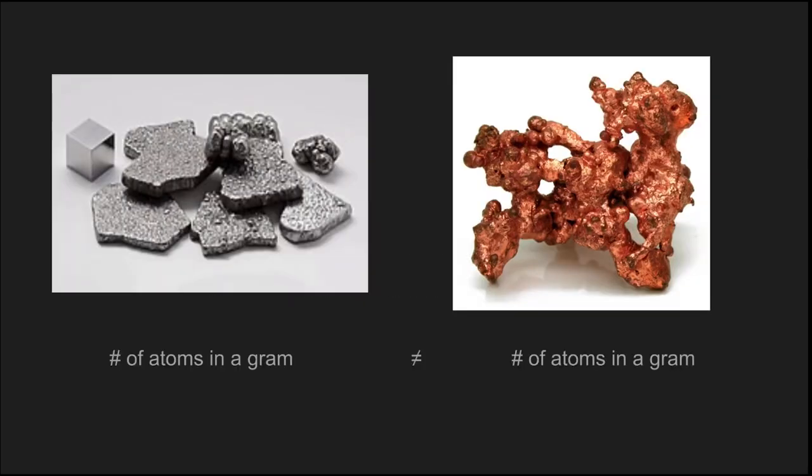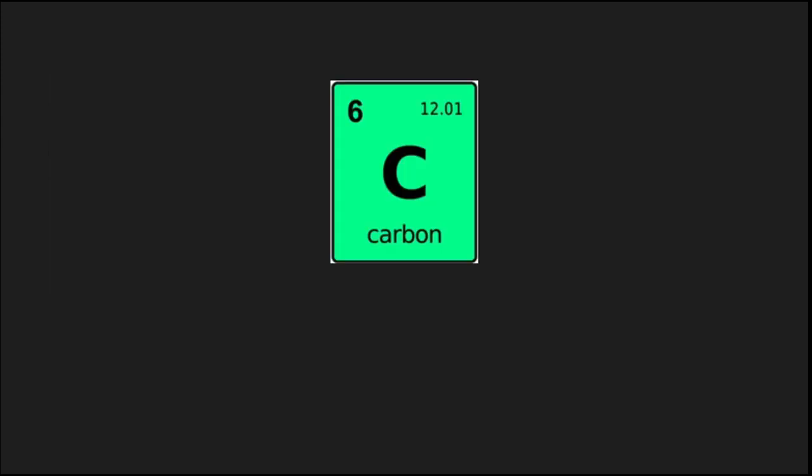Well, in chemistry, reactants for reactions are measured in moles and not mass. So, for example, the amount of atoms in 1 gram of iron is different than the amount of atoms in 1 gram of copper. Take the periodic table.